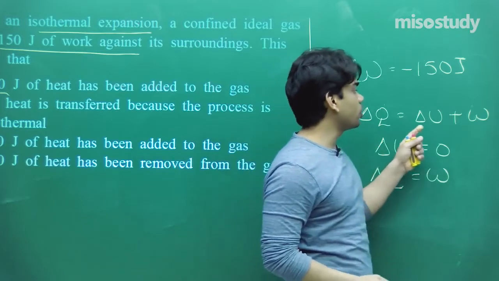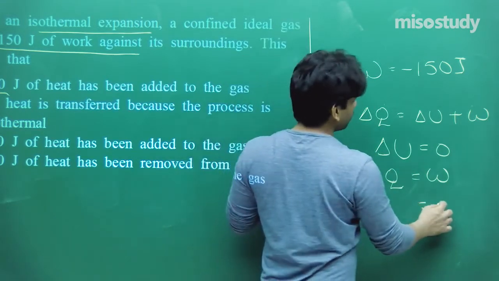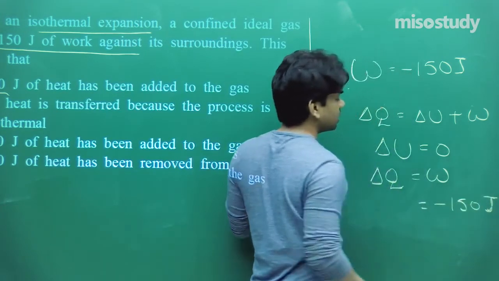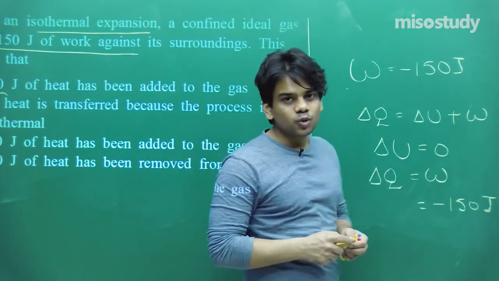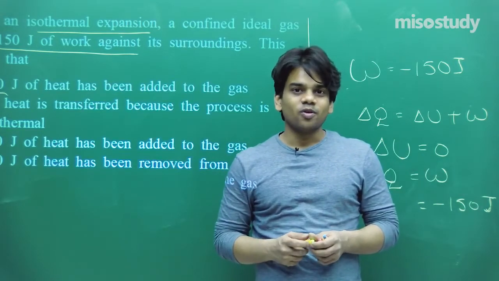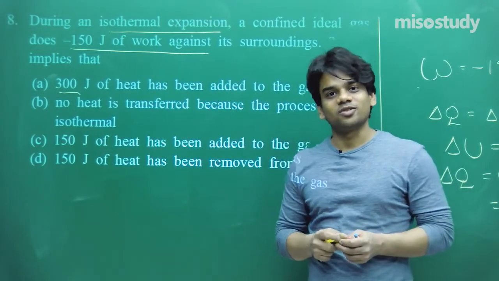Because delta Q will be equal to delta U plus W. That is what we know. So delta Q will be equal to minus 150 joule. That is, 150 joule will actually be released by the system. 150 joule of work is done on the system, 150 joule will be released by the system. That is what we can see.